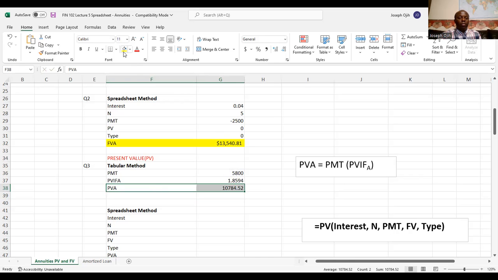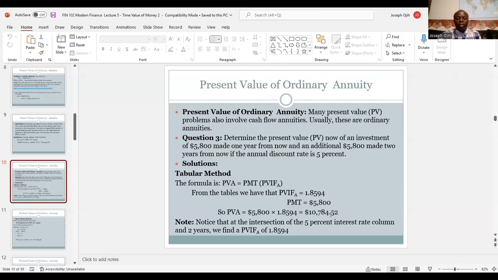$10,784. So this is money, so I'm going to make it currency. So $10,784.52. When you look at what you have here, you can see it's the same thing we have here. Okay. So this is the table method for solving this.